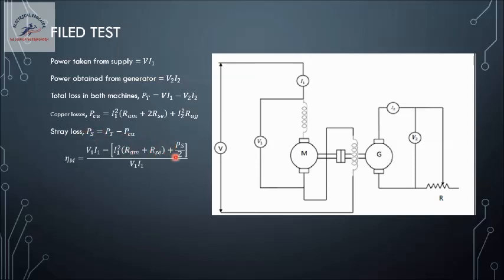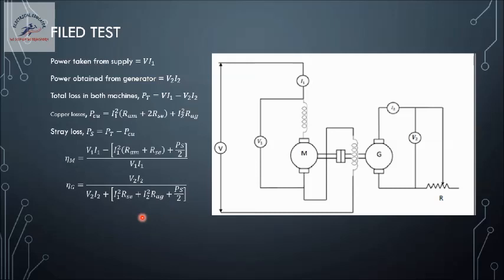For this particular generator, efficiency is given by output by input, or output divided by output plus losses. Output is V2 I2. Losses: the first one is field loss. The current through the field winding is I1 square. Please note that this field is connected in series with the motor circuit. So the current through the field winding is I1, so I1 square RSC is the field loss. The current through the generator armature is I2, so I2 square RAG plus stray loss. So copper losses plus stray loss. This will give us the individual machine efficiency.